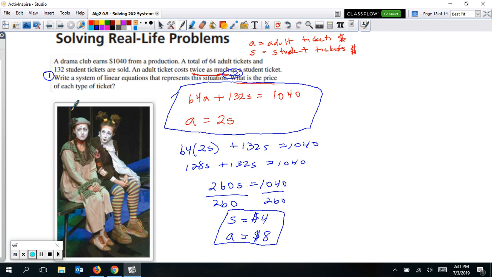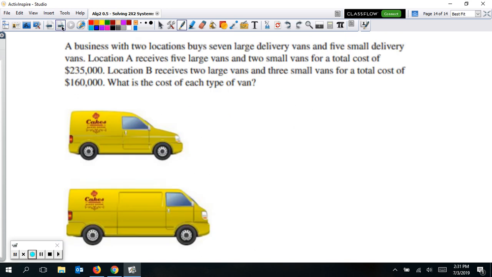All right, so I'm going to have you try one now on your own. This next problem here with the vans, I'm going to have you go ahead and try. So that's this problem with these two different vans. Let's read the problem together, and then you can pause the video and try to work it out yourself.